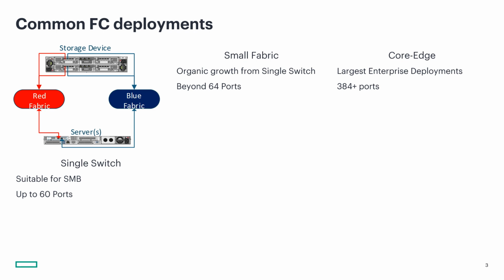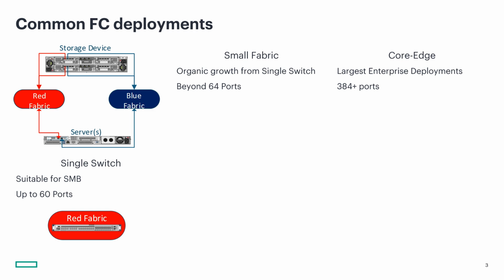There's three kinds of fabrics that grow out there. There's single switch, which nowadays you can get 64 ports on a single switch pretty economically. So up to about 60 ports is where you want to go with single switch. It's really good for entry level. It's also good for Azure Local. What that looks like is that you simply have a red fabric that's a single switch and you connect everything to it.